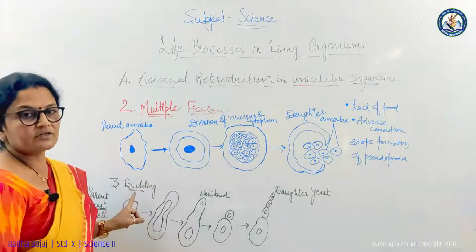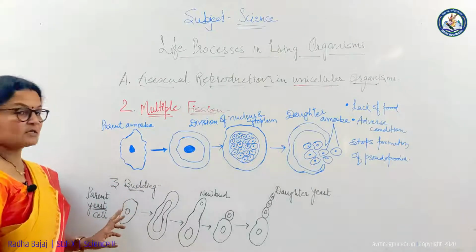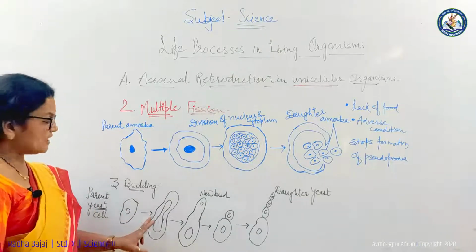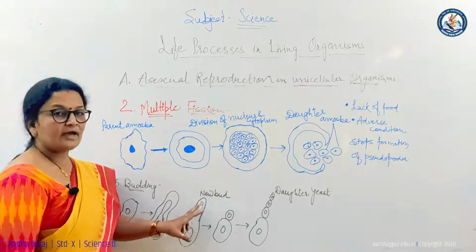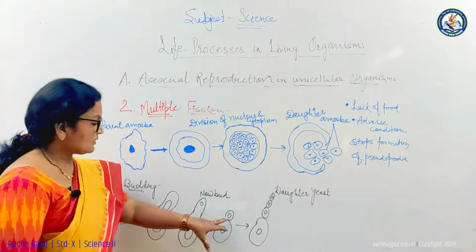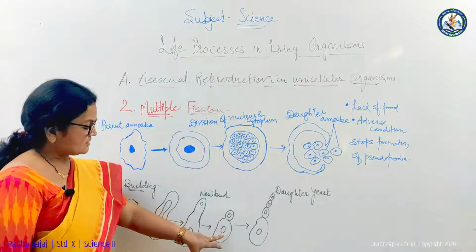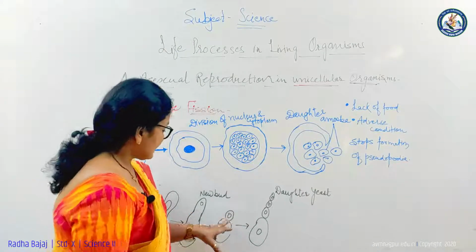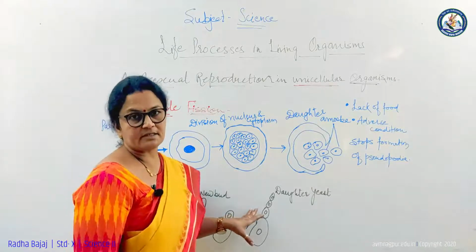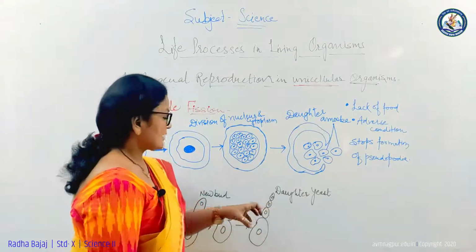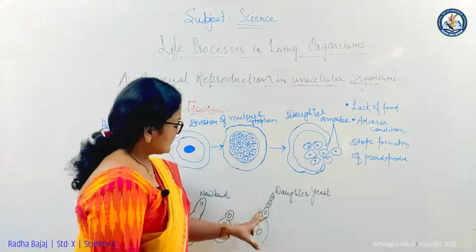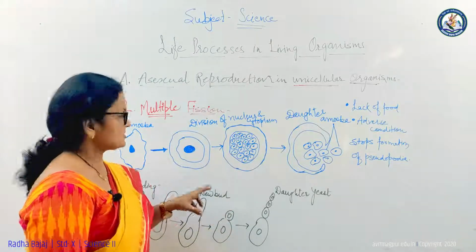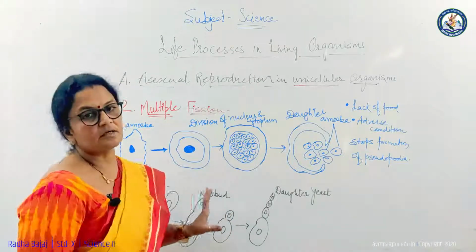Now lastly we see the third type of asexual reproduction in unicellular organisms, that is budding, which occurs in a fungus, yeast. A single cell having a nucleus gets elongated, the nucleus divides, and one moves towards the forming bud-like structure. This is the parent cell and this outgrowth is called a bud. When the bud is fully developed, it comes out and forms a new yeast cell.